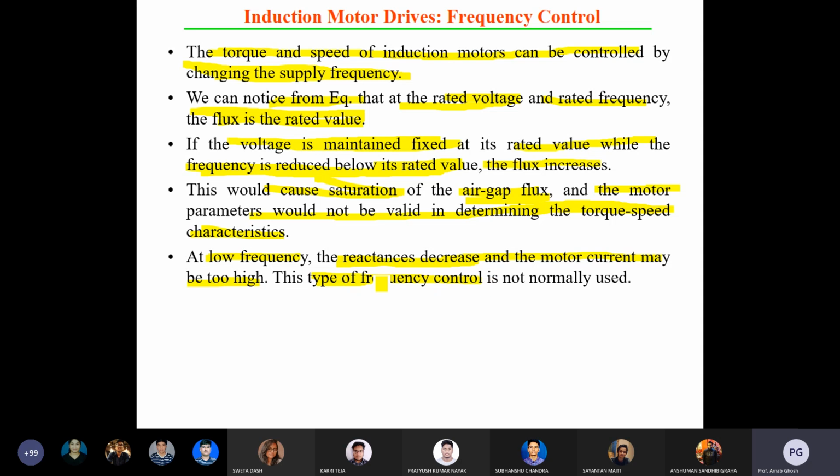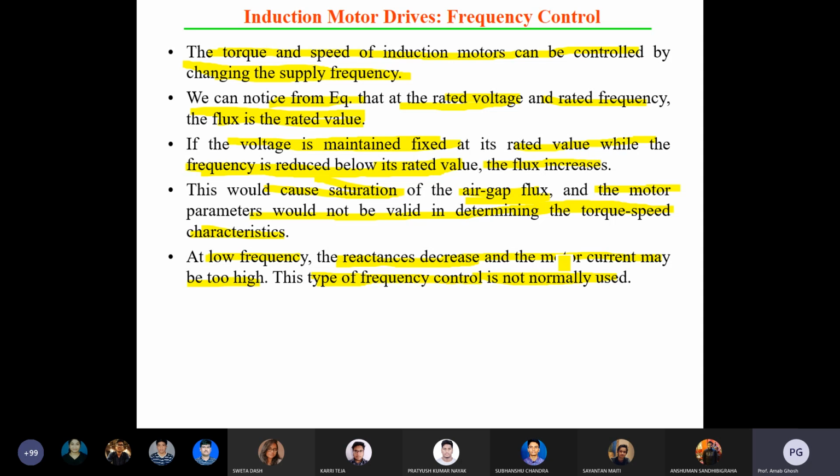So this type of frequency control is normally not used. That is why you can only do it in the constant power region, P equal to T into omega, torque into omega, where you are able to do that frequency control. So this is the overall idea about DC drives and AC drives for controlling the speed of your traction motor.